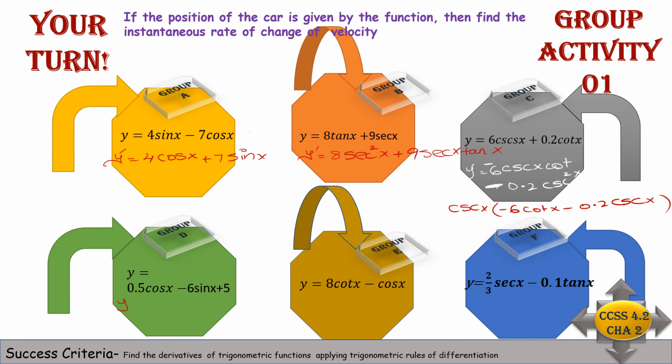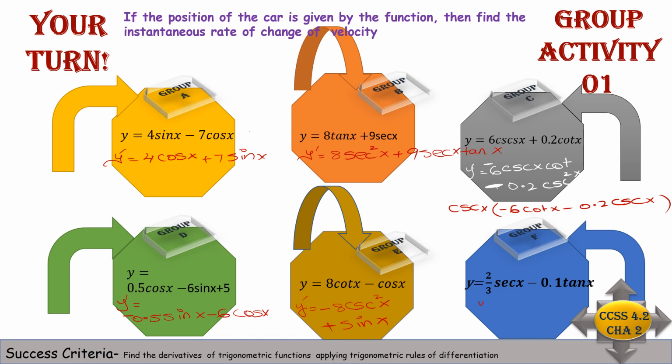Now from the green one, the derivative of 0.5 cos x will be negative 0.5 sine x. Then negative 6, the derivative of sine x is cosine x, and the derivative of 5 is 0. Next question, y equals 8 cot x plus cos x. y prime equals the derivative of 8 cot x, which gives you negative 8 cosec square x. Negative, negative, positive, and cos x, because the derivative of cos x is negative sine x, so it will give you positive sine x. No common factor, that's it.